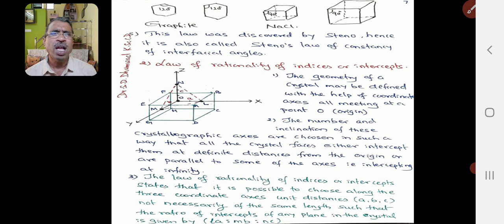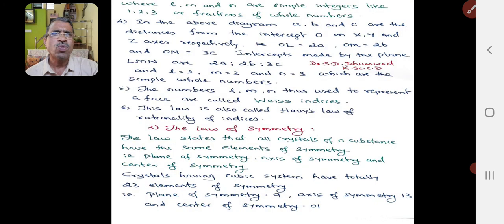Suppose OL is equal to 2 centimeters, OM is equal to 2 centimeters, ON is equal to 3 centimeters, then the ratios are as follows. That is, the intercepts made by the plane LMN are 2A is to 2B is to 3C, where L is equal to 2, M is equal to 2 and N is equal to 3, which are simple whole numbers.